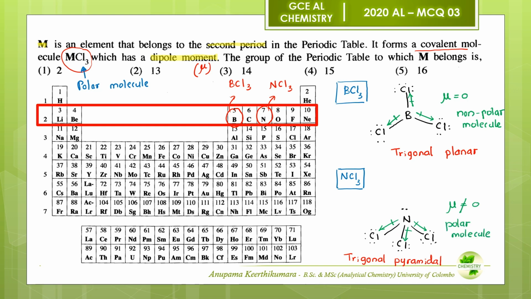Now we have the answer. MCl3 is NCl3. The element M is nitrogen. Nitrogen belongs to group 15 of the periodic table. Therefore, the answer is number 4. Next, we will learn some additional information about chlorides of these elements in the second period.